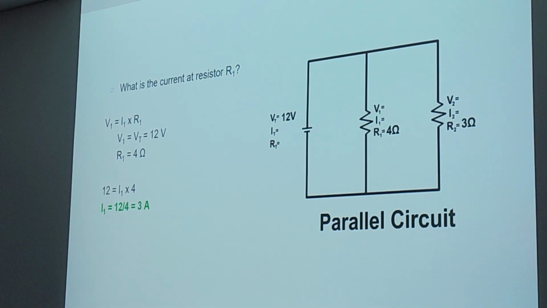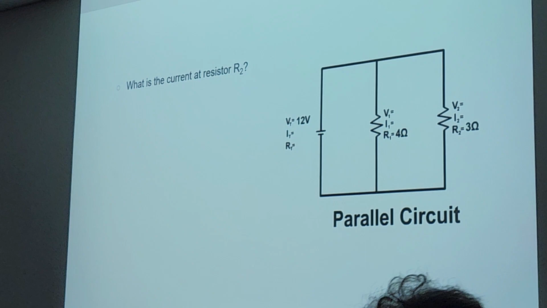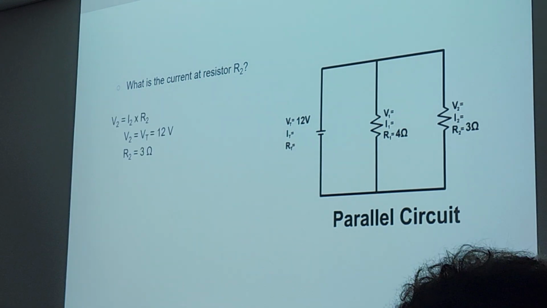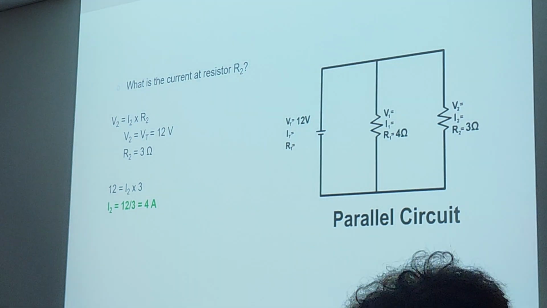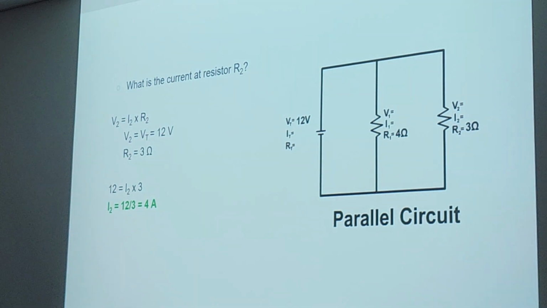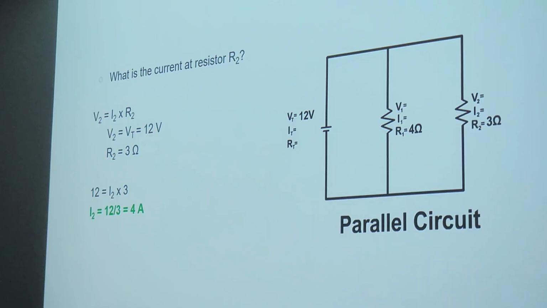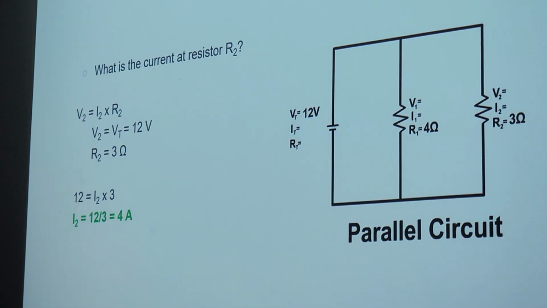Okay? Alright. Quick question. What if the question asks, what is the voltage at resistor 1? It would be 12, because in a parallel circuit, the voltage is the same everywhere. Oh, okay. So we could fill in those blanks where it says V1 and V2 is 12? Yes.